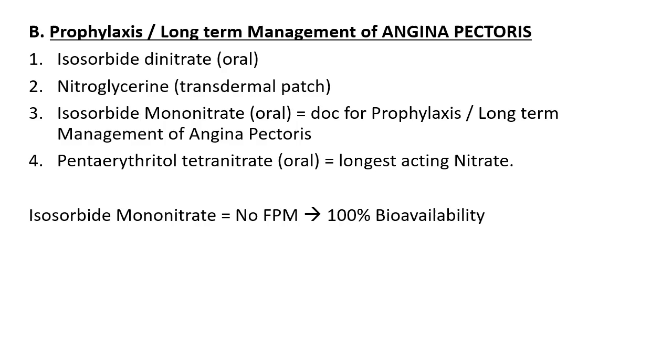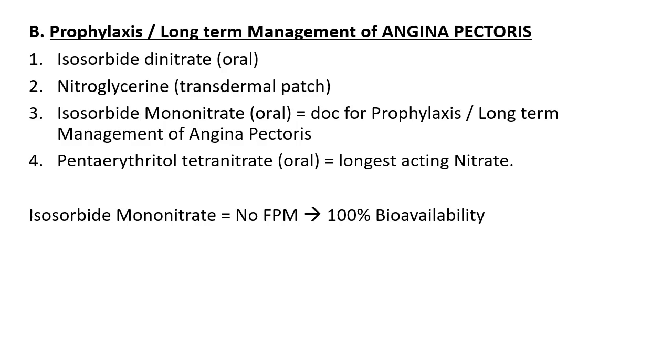Nitrates are also used for prophylaxis or long-term management of angina pectoris. Examples of nitrates which are used for prophylaxis or long-term management of angina pectoris are as follows. Isosorbide dinitrate, which is given orally. Nitroglycerin as transdermal patch.